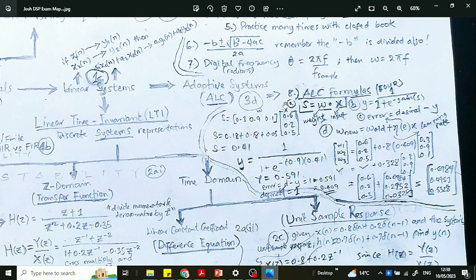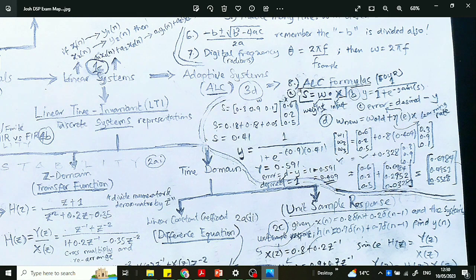Incidentally, this is going to be around the number 3D question. But anyways, also number 8, the last thing to remember, is a set of formulas. And the first one is this one. It looks a little rough, but you can write it out later. It's this S, which is the output. In the first iteration, the output is equal to weight times input. Okay, S is equal to W times X.